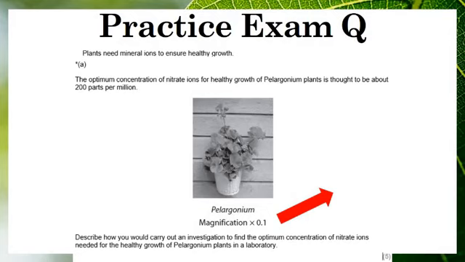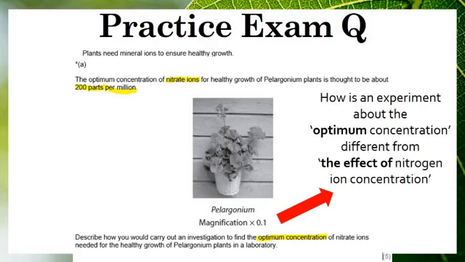So we've got plants needing mineral ions to ensure healthy growth. And we've been told that the optimum concentration of nitrate ions for healthy growth of this plant is thought to be about 200 parts per million. Describe how you would carry out an investigation to find the optimum concentration of nitrate ions needed for the healthy growth of this plant in a lab. So they've said it's 200 parts per million. What experiment could you do to work out the optimum?